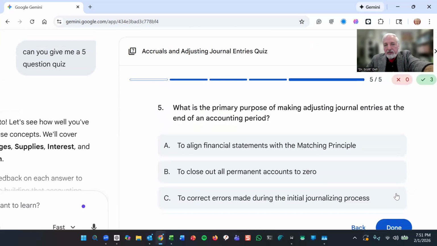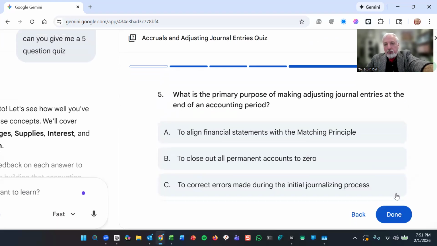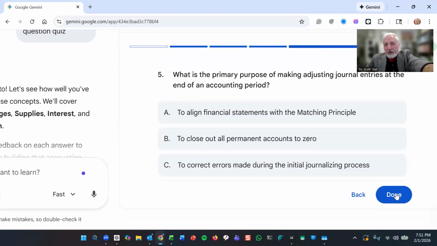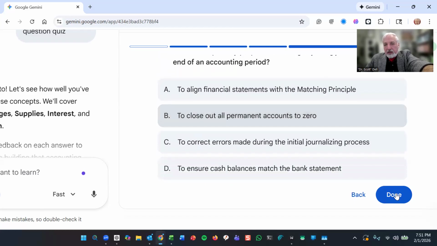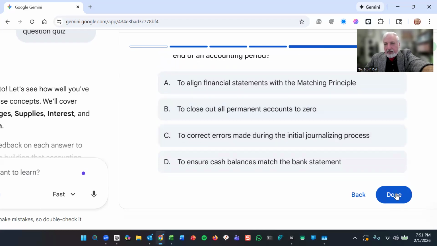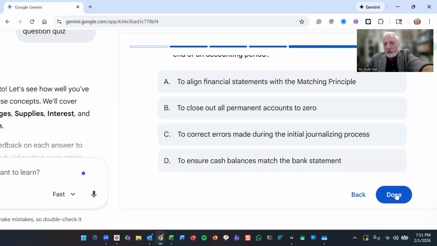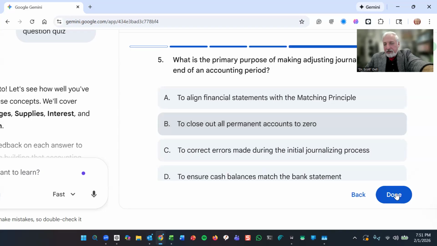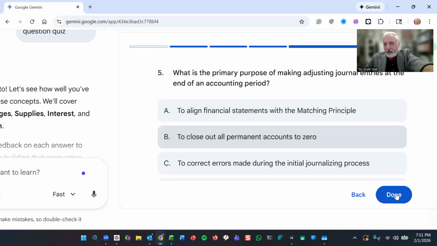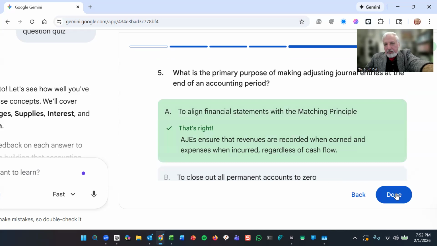Let's go jump to last. Primary purpose of making adjustment journal entries at the end of an accounting period. To align financial statements with the matching principle, to close out our permanent accounts to zero. And yeah, when would we do that? Never, I hope. To correct errors made during initial journalizing process. I don't think we made any errors there. To ensure cash balances match the bank statement. Nah, that's a bank rec. So only answer possible, matching principle.